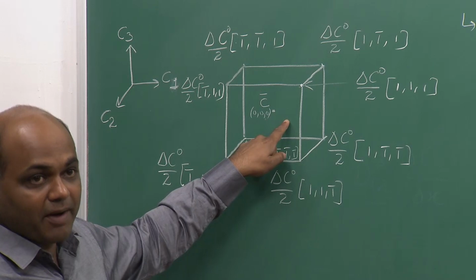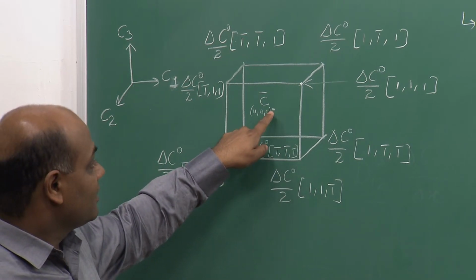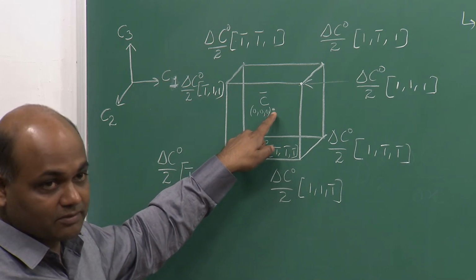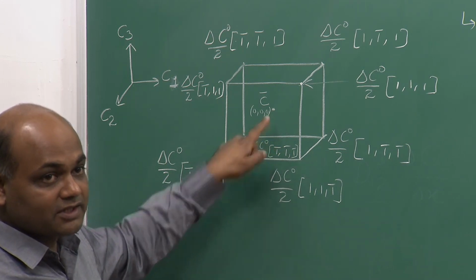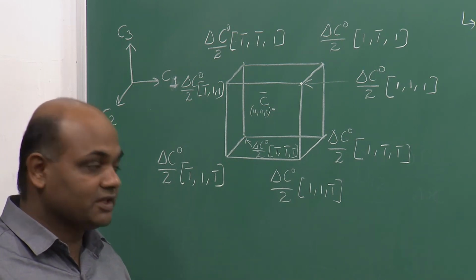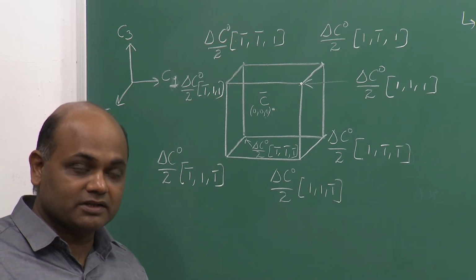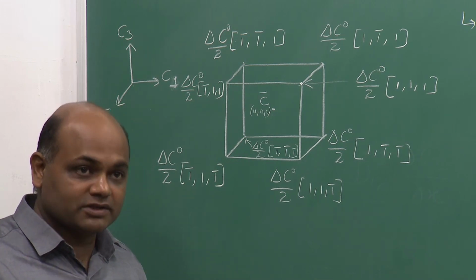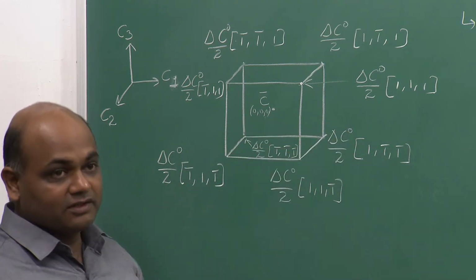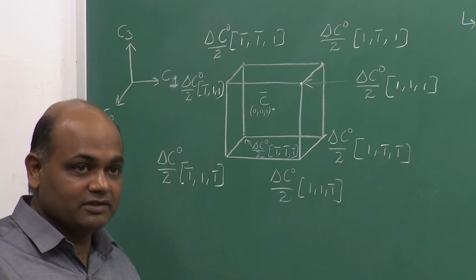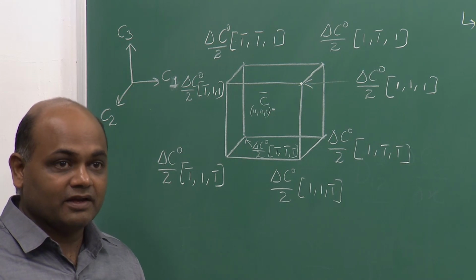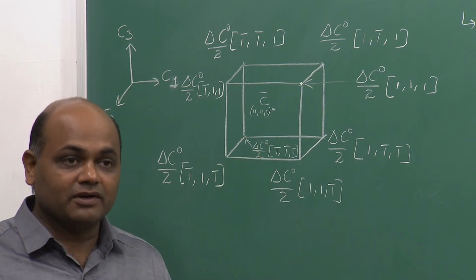We select C bar, which is the desired composition at which interdiffusion coefficients are to be evaluated. Then select particular delta C, the small composition difference in which we expect the interdiffusivities to be constant. Then we form a cube around C bar with the composition vector delta C based on these coordinates, and prepare the body diagonal diffusion couples.